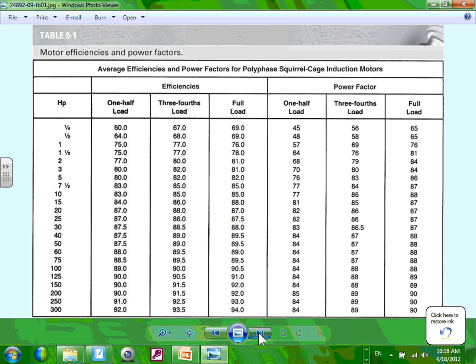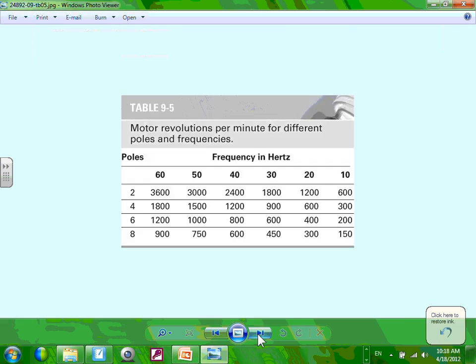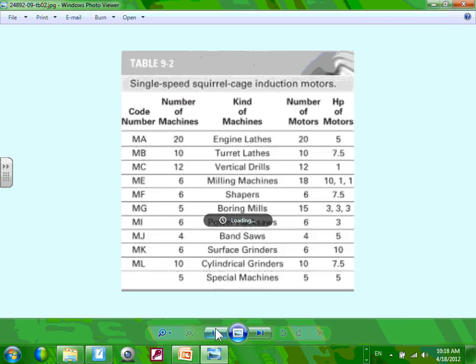Okay, so that's machines and all this good stuff. Okay, any questions? Any questions? That's really what I want to go over.